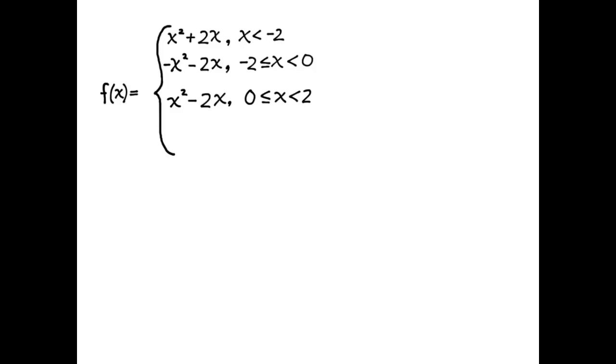The function is defined as x squared plus 2x when x is less than negative 2, negative x squared minus 2x when negative 2 is less than or equal to x is less than 0, x squared minus 2x when 0 is less than or equal to x is less than 2, and 2x minus 4 when x is greater than or equal to 2. This function is defined on a domain of all real numbers.